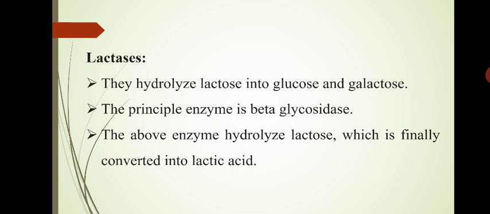The principal enzyme, the main enzyme present in milk in the lactase category, is known as beta galactosidase. This enzyme hydrolyzes lactose, which is finally converted into lactic acid.